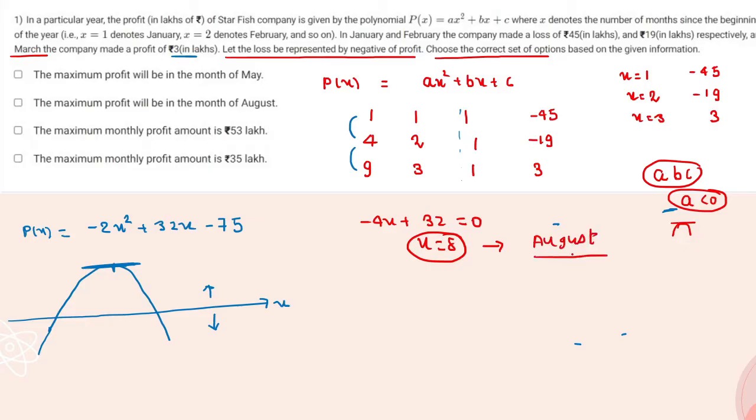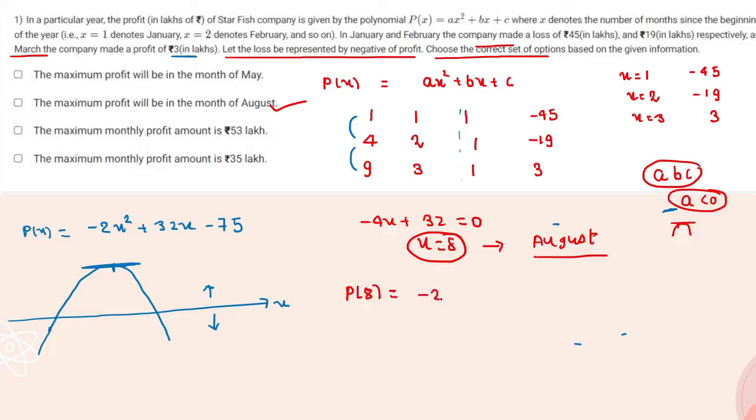So in the options this will be our correct one because it is asking about the correct set. So we now know that in the month of August the company will make the maximum profit. And we have to find how much profit it will gain. So for it we will substitute P of 8.